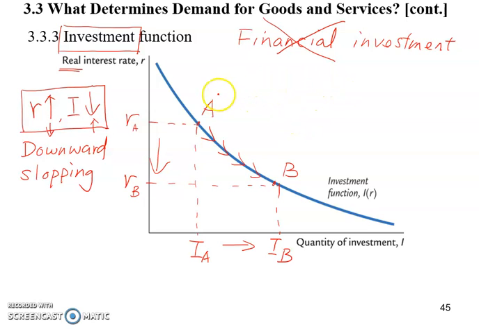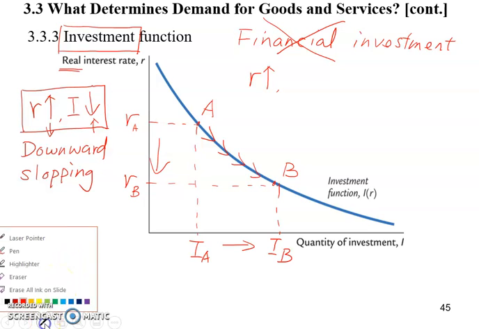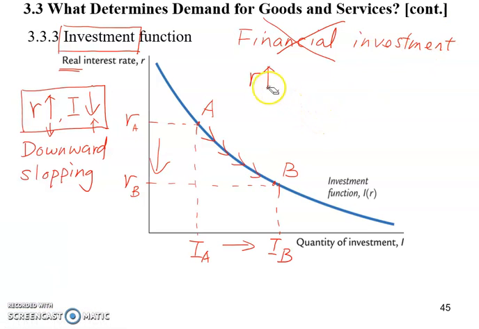Now here, let's still look from A to B. We find the interest rate is lower. I'm sorry about this, the interest rate should be lower here.